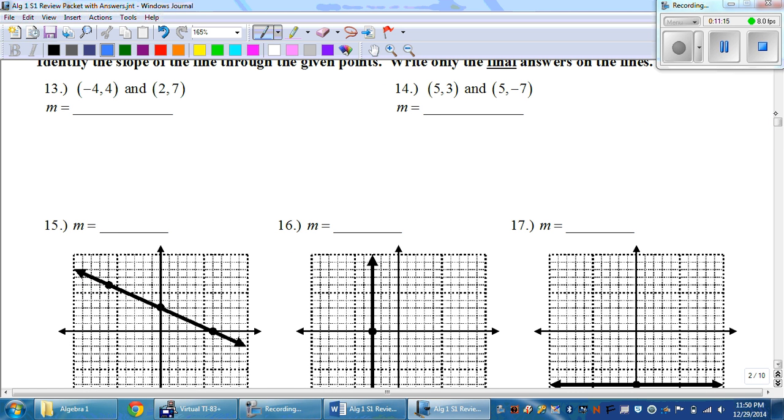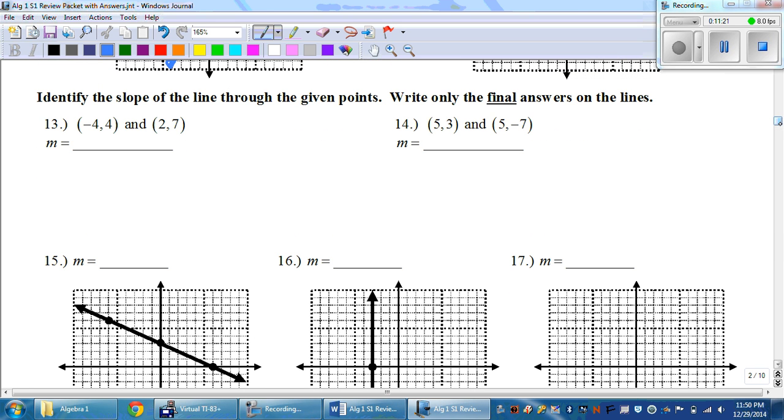Next couple say to identify the slope of the line through the given points and write your answers on the line. So, in case you don't remember, here's something else that would be very good for your note cards: the slope formula. The slope formula is y2 minus y1 over x2 minus x1. That'd be great for your note cards.